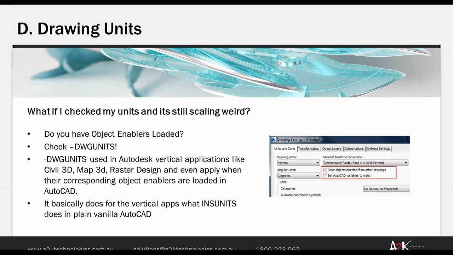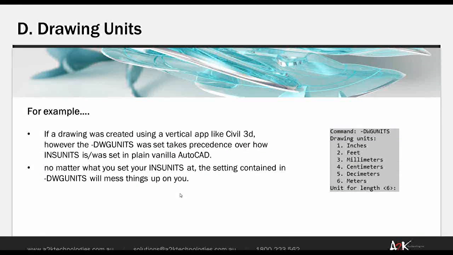My final comment is that it basically does for the vertical apps what INSUNITS does for plain vanilla AutoCAD. So, a quick example: if a drawing was created in Civil 3D, DWGUNITS takes precedence over how the insert units are set in plain AutoCAD. So no matter what you set, for example if you set your insert units to meters and your DWG units are set to inches, everything will scale as inches rather than meters, and it drives you crazy until you figure that out.